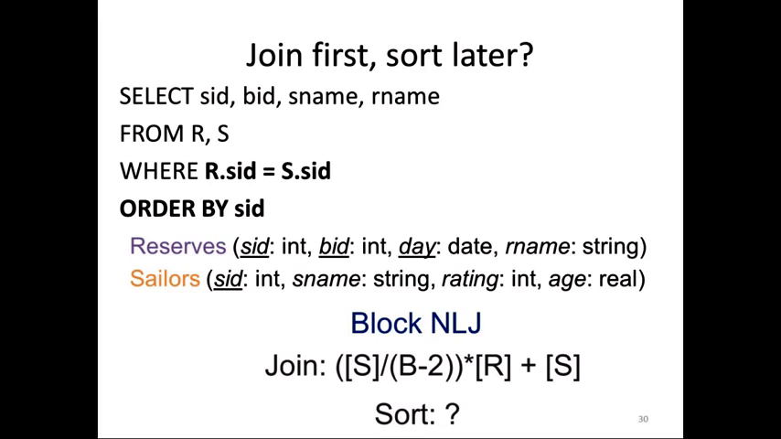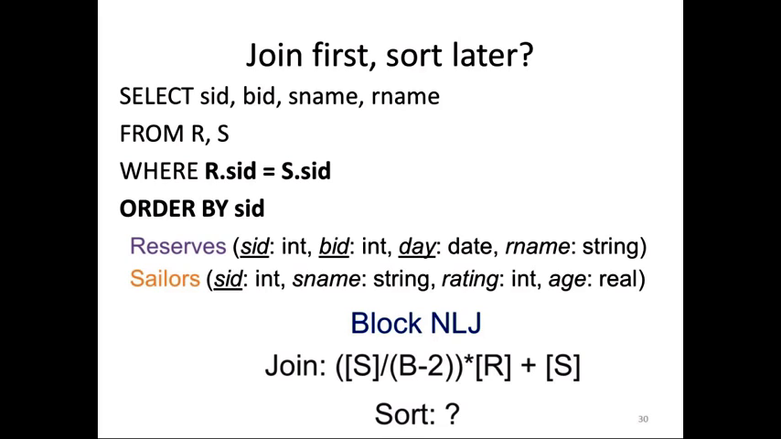So the question here may be, might it be a better idea to join first and sort later, or to sort first and then join with sort merge join and get, by design, the join result ordered as well? So the block nested loop join, of course, we know it by now.